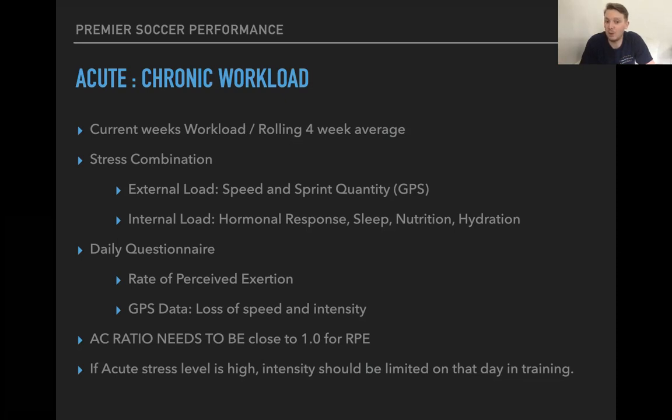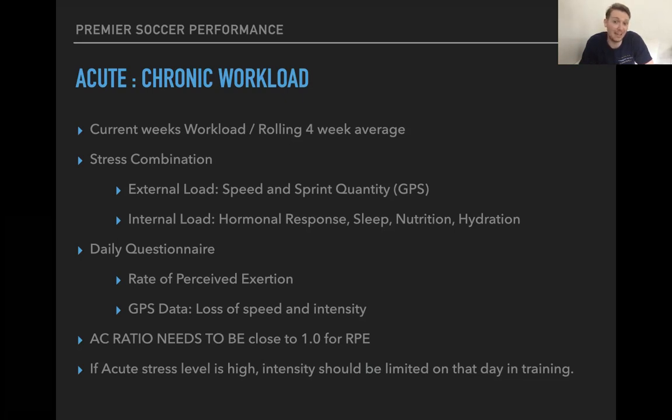The AC ratio needs to be as close to 1 as possible. We're okay with it going down between 0.8 to 1.1. In that range, that's not bad. That's what you probably want to be for your chronic workload ratio.